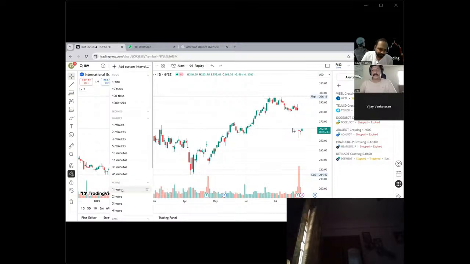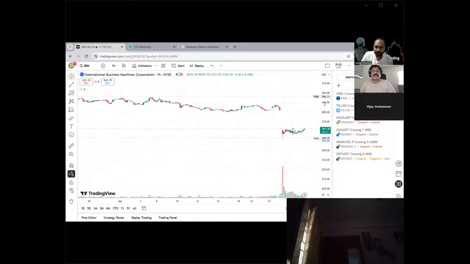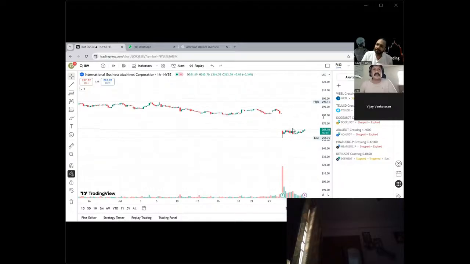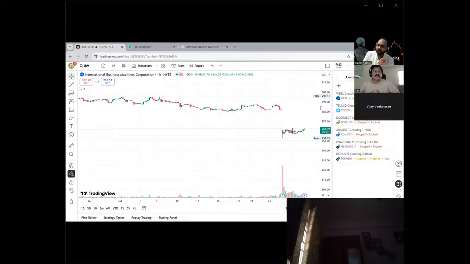How about 30 minutes? 30 minutes is okay. 30 minutes and 1 hour are mostly the same. The only difference is the volume. In 30 minutes, sometimes there is some manipulation, but in 1 hour, the chances of manipulation are very, very less. Okay. And what you can do is that if you want to trade on 30 minutes or 1 hour, you can choose price action.